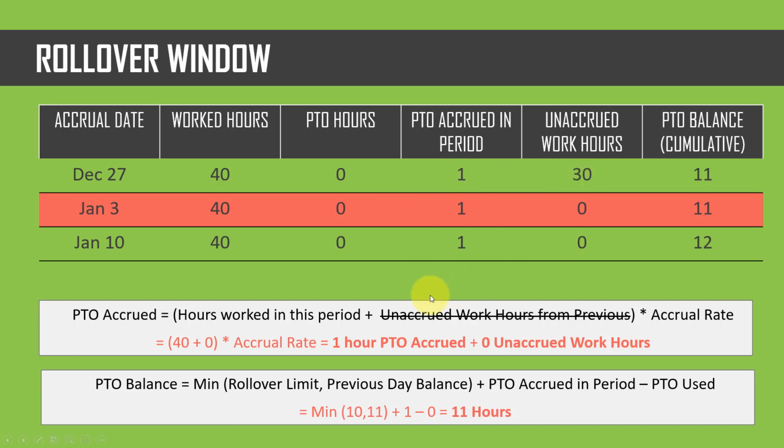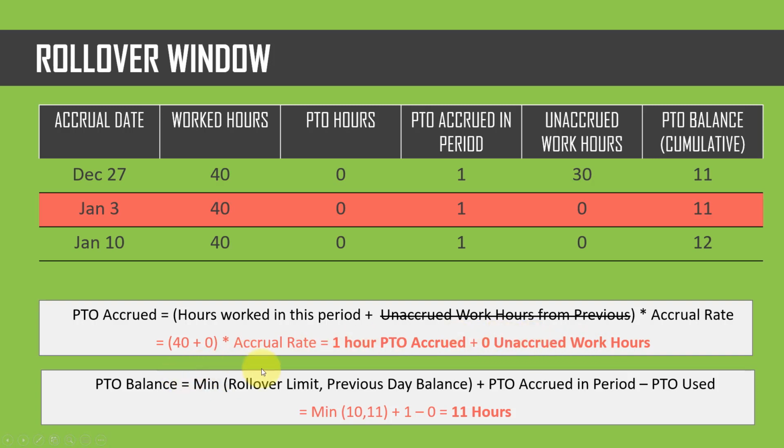The 30 hours unaccrued from the previous period will be lost, and only the hours worked in this period, so 40 hours, will get counted. 40 hours will yield 1 hour of PTO plus 0 unaccrued work hours, because there's only 40 in total. If the employee has worked 41, then 1 hour will go into the unaccrued. So that's how the PTO accrual is calculated.